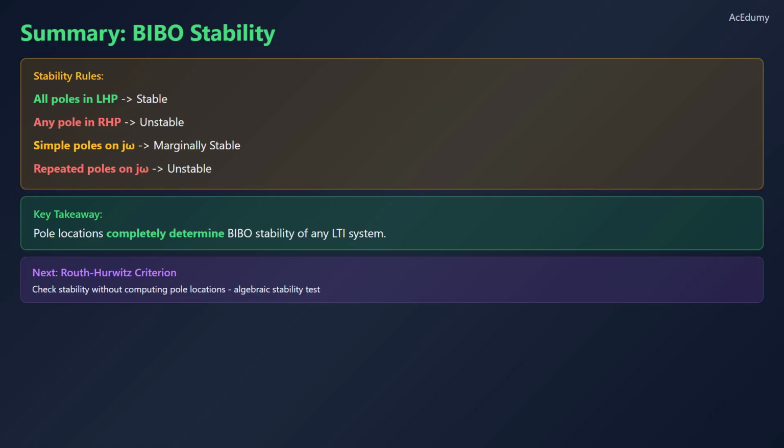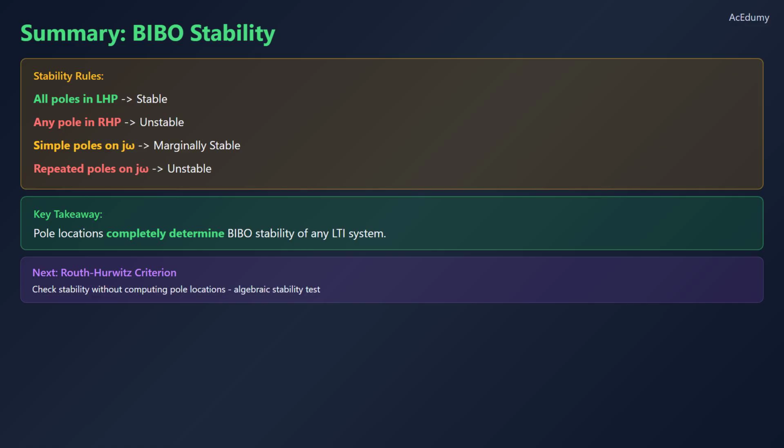Let us summarize the BIBO stability rules. All poles in the left half plane means the system is stable. Any pole in the right half plane means the system is unstable. Simple poles on the imaginary axis means marginally stable. Repeated poles on the imaginary axis means unstable. These rules apply to any LTI system described by a transfer function.